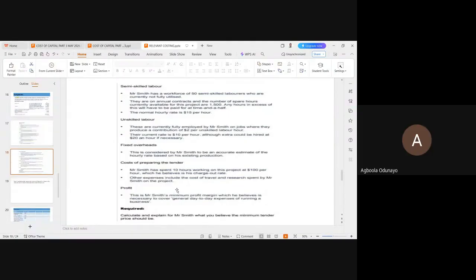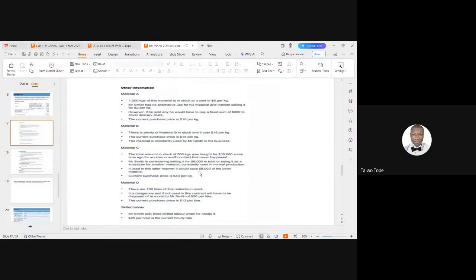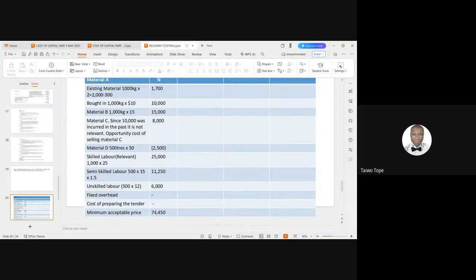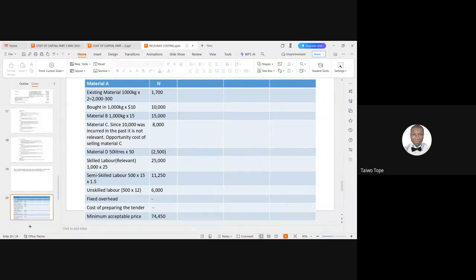50. $4,000. By the disposal cost. Very good. Mr. Smith will save 50. Is it 50 naira now? Okay. Mr. Smith will save on material D $50 multiplied by 50. You know, Mr. Smith will use 50 out of these 100. So 50 by 50. Let me see what I have done here. Yeah, material D. See it. 50 liters by 50.